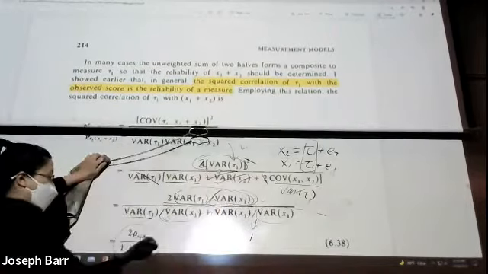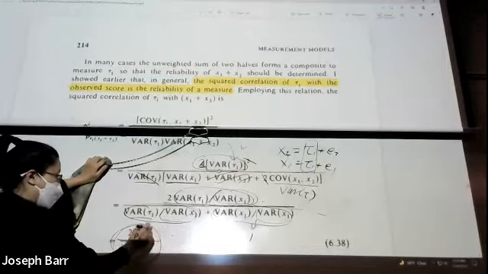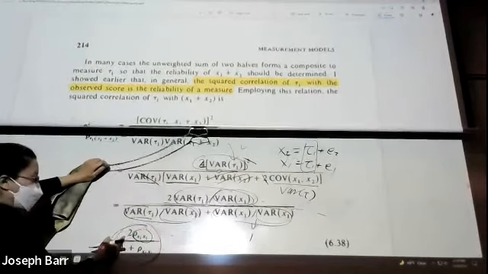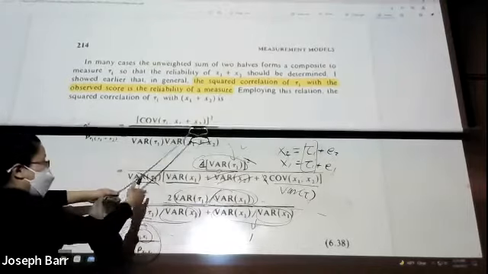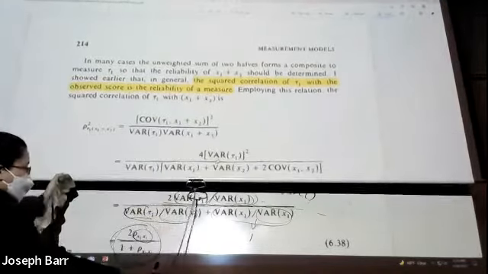So this is a reliability. Okay, so 2 times the reliability over 1 plus this is another reliability, the variance of tau over the variance of x. So this formula: 2 times the reliability of x1, x2 over 1 plus the reliability of x1, x2.